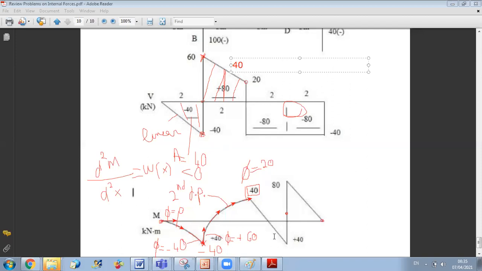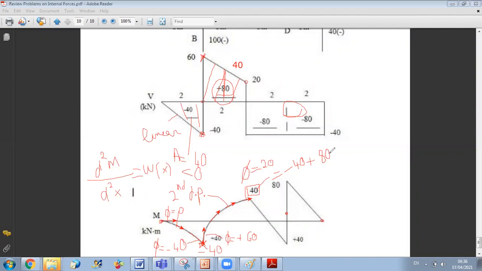Then I should go, sorry, I should go upward. Why upward? Because the shear is positive. When you have a positive shear, then your moment is increasing. So I should go up a value of plus 80. Since I was at minus 40 and I do plus 80, then I get plus 40. So plus 40 is minus 40 plus 80. Then I get the value of my bending moment at this point.